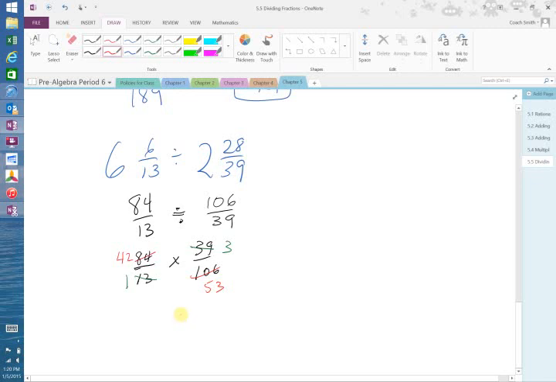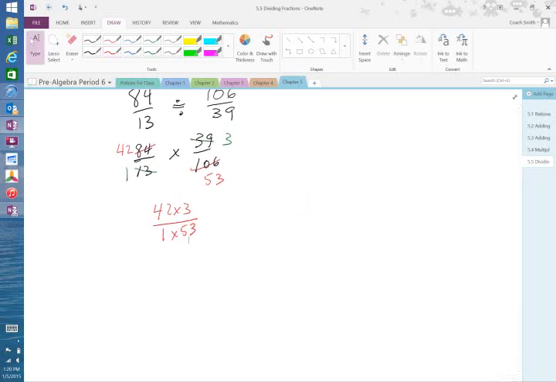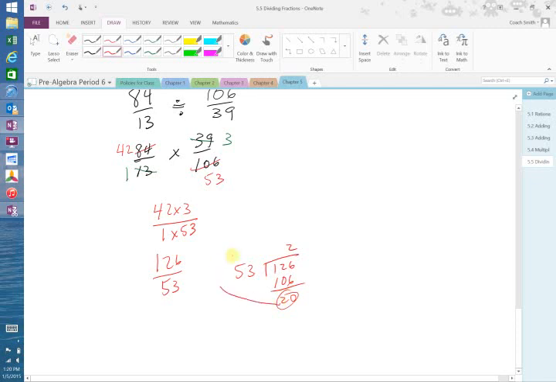So that gives me 42 times 3 on top, 1 times 53 on bottom. 42 times 3 is 126. 1 times 53, 53. So I'm going to divide 53 into 126. That goes 2 times, it'd be 106. Remainder 20. Take that 20 and put it over the 53. So it would be 2 and 20 over 53.